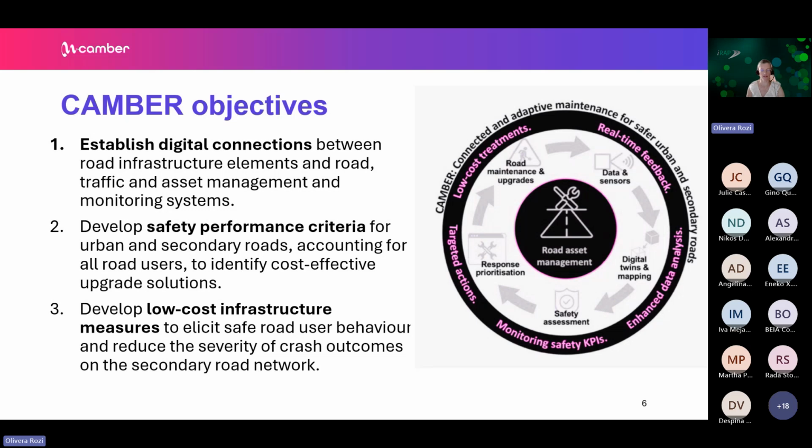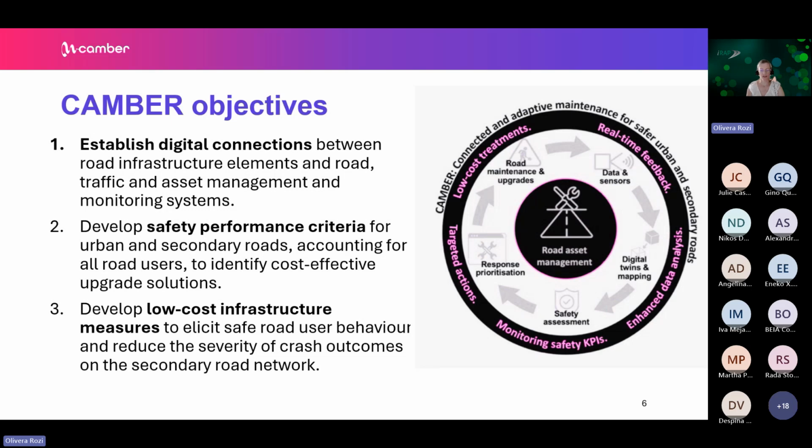And the third objective is all about low-cost infrastructure measures. I'm laughing a little bit because we are discussing this a lot these days in the project. And it seems like everything is going around identifying low-cost infrastructure measures, which is really important, especially if you consider the size of the problem we are all addressing, but also the limited funding that exists at the moment, and also the reverse trend in decreasing road injuries and fatalities.